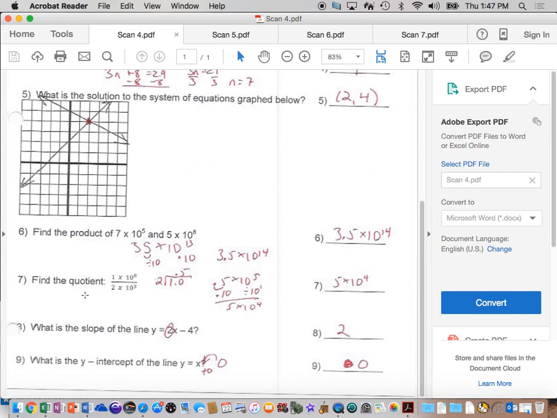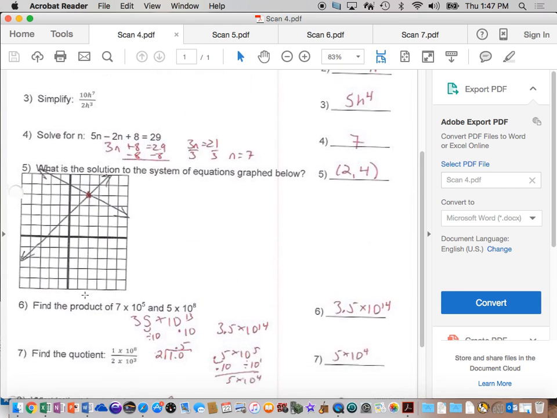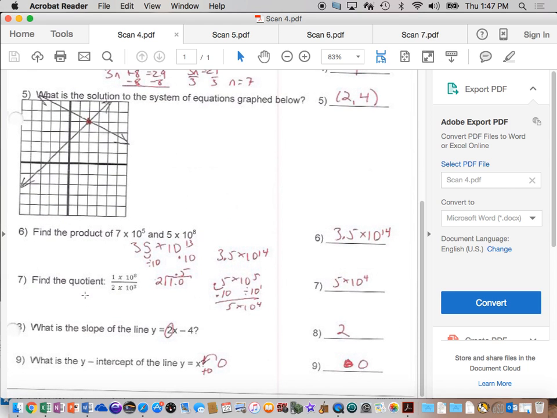Okay. Any other questions on the part 1 there, 1 through 9? Yes? For number 7, why did you get 4? Isn't it supposed to be 5? Well, originally it is 5, but it's 0.5 times 10 to the 5th. And that's not between the 1 and 10. So I have to multiply to move it to the right, so then I have to divide by balancing it out.